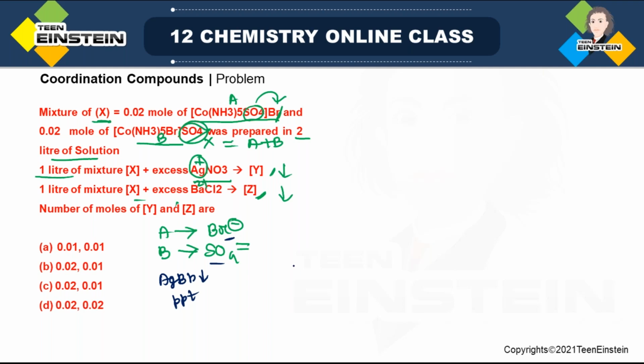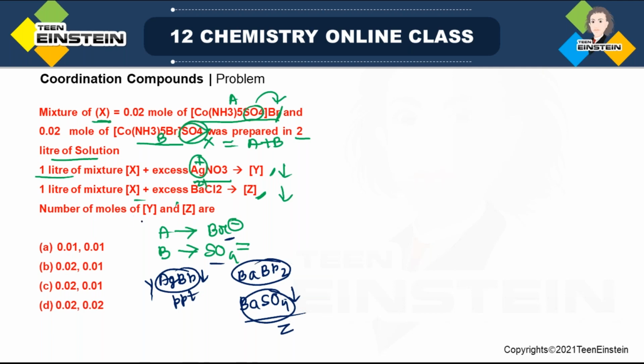Similarly, when you have added Ba2+, it can interact with Br- and form BaBr2, but it is soluble. It is not forming any precipitate. But when Ba2+ reacts with sulfate, it makes a precipitate, because barium sulfate is insoluble in water. So AgBr is actually Y and BaSO4 is actually Z.